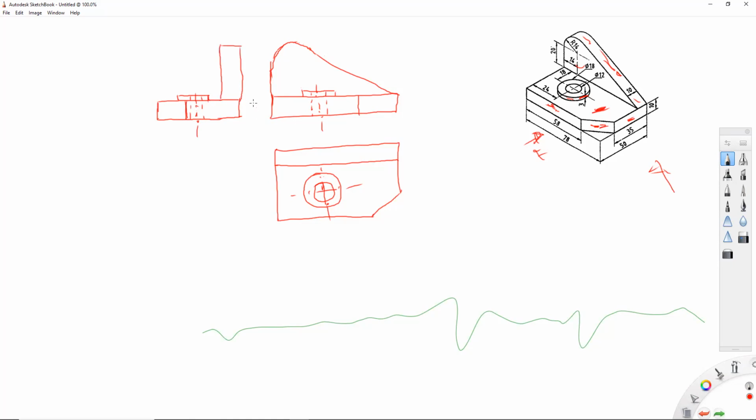So, our end view will be looking like this. So let's say that's the end view.